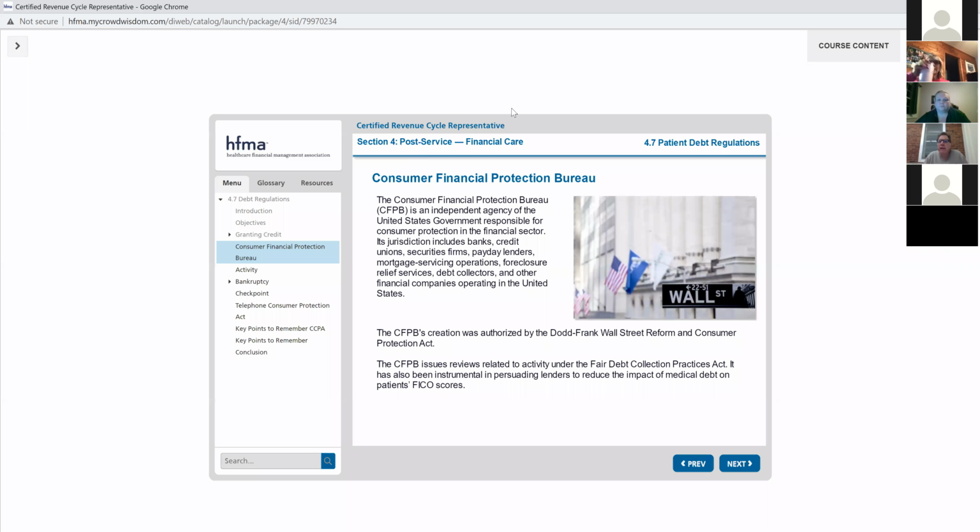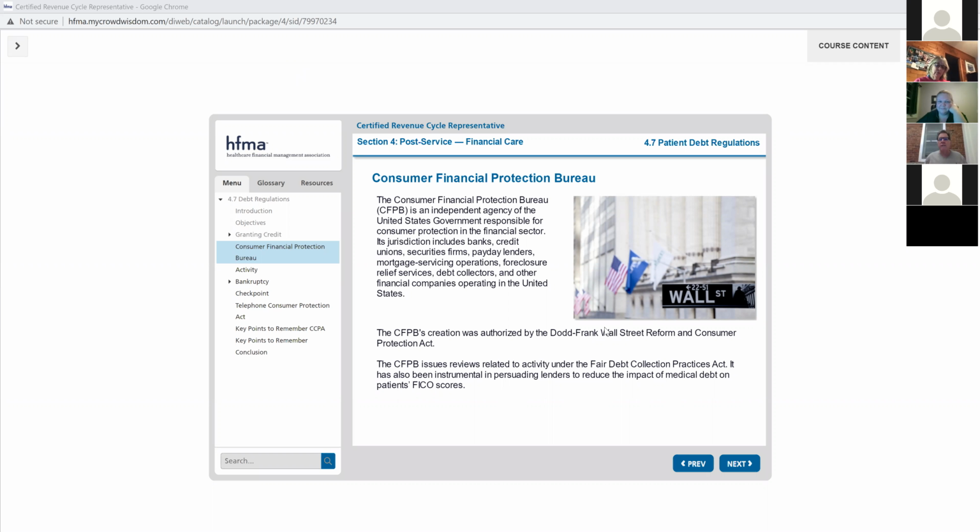Okay, Consumer Financial Protection Bureau. Just remember that this is an agency of the United States government responsible for consumer protection in the financial sectors. Now, do you need to know it's authorized by the Dodd-Frank Wall Street Reform and Consumer Protection Act? I don't know. I would generally say I've not seen Dodd-Frank, Wall Street Reform on the chart. Oh, okay. Well, it's going to be on the next test. Of course.